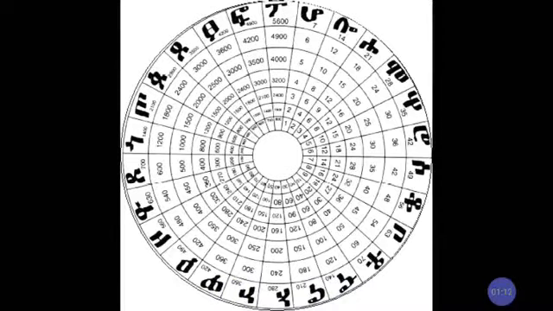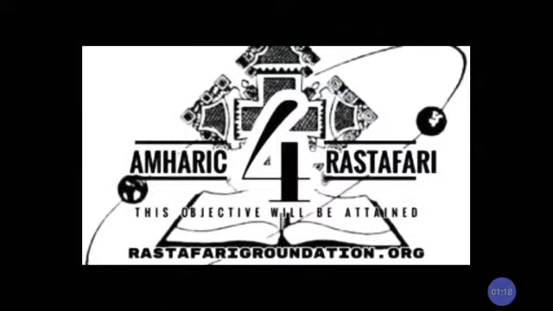Let's get the fuller one. Okay, that's right there. So now here is, okay, this is the one. Amharic for Rastafari. Support the labors, this ministry of the Line of Judah Society, Amharic for Rastafari. The objective will be attained and is being attained.